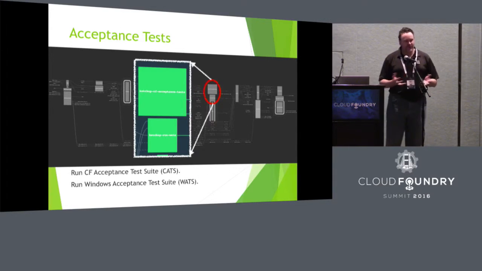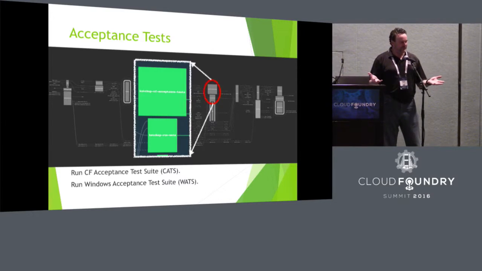So assuming that the smoke test ran, we now move on to an acceptance test. Now we've got a couple of different acceptance tests. We've got the CATs, which are the CF acceptance tests, and they live in the Cloud Foundry repository. And then we have the Windows acceptance test, because we want to run a set of tests against Windows endpoints or Windows cells.